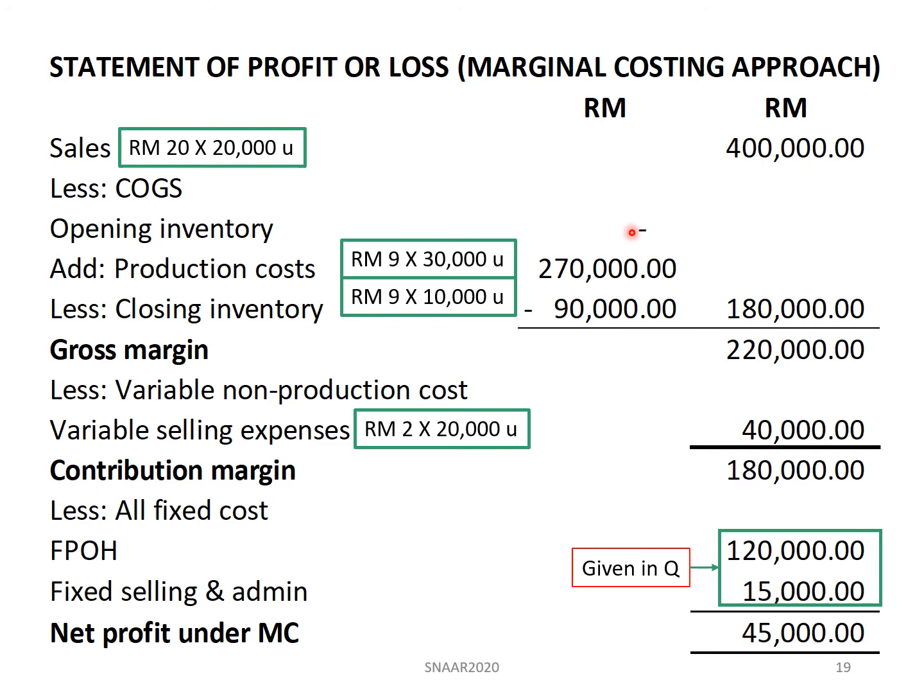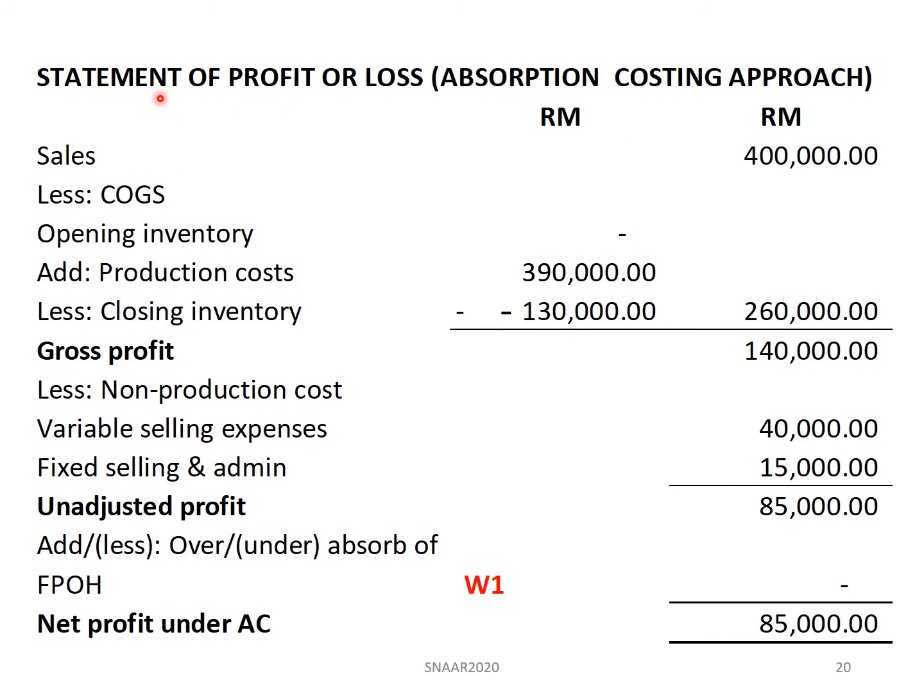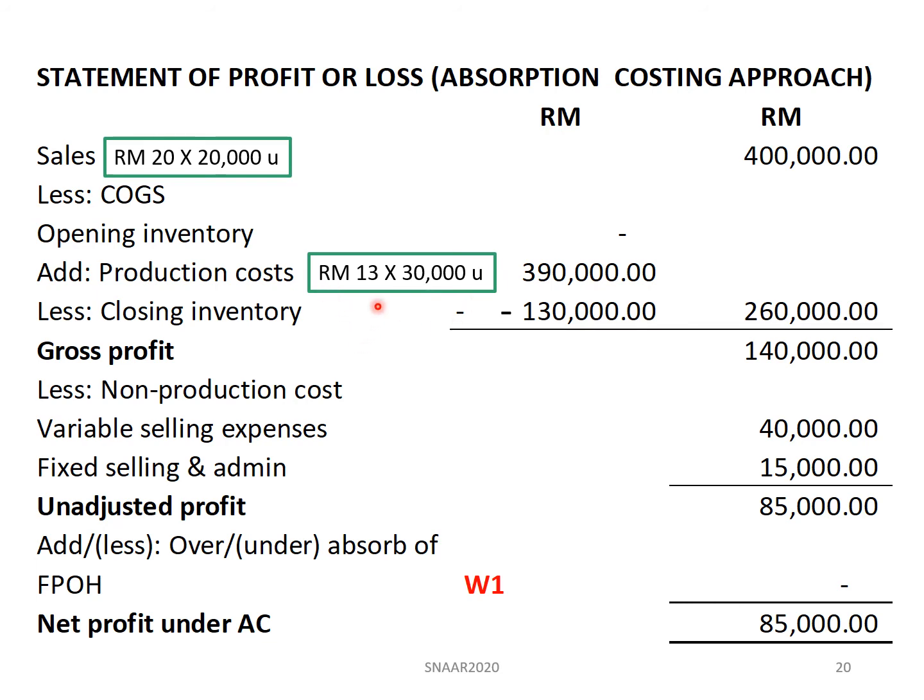Okay, let's move on to the next one. This is a statement of profit or loss under absorption costing. Sales dia sama je, macam mana you kira sales untuk marginal, macam tu lah you kira sales untuk absorption. Opening inventory dia masih lagi 0. Untuk production cost dia 13, because the production cost under absorption lah 13. Information number 7 that you calculated. So darab dengan 30,000, so dapat 390. Closing inventory adalah 13, darab dengan 10,000. So bezanya dekat sini lah 13. Tadi 9 kan? Ni 13. So dapat 130,000 minus.